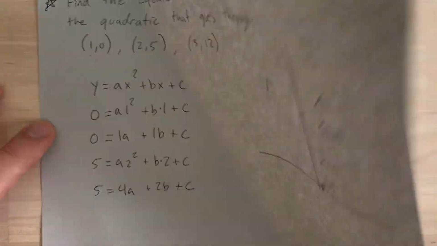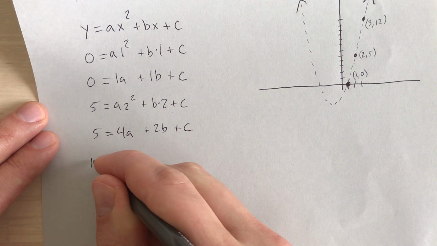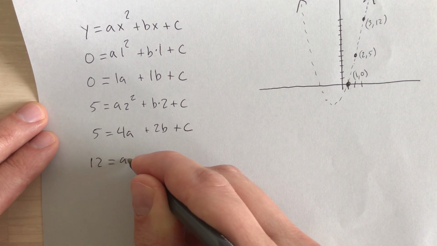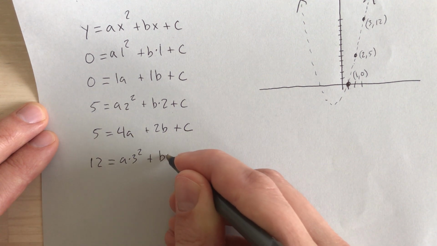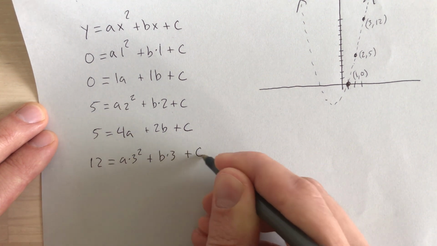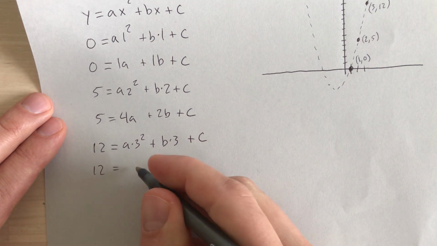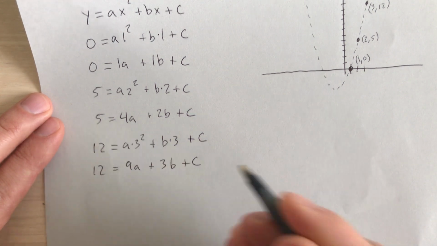And then last but not least, let's do our third one. So let's do 12 for y equals a times 3 squared plus b times 3 plus c. And we're going to clean that up a little bit. So it's going to look like this: 12 equals, that's 9, so 9a plus 3b plus c, okay?